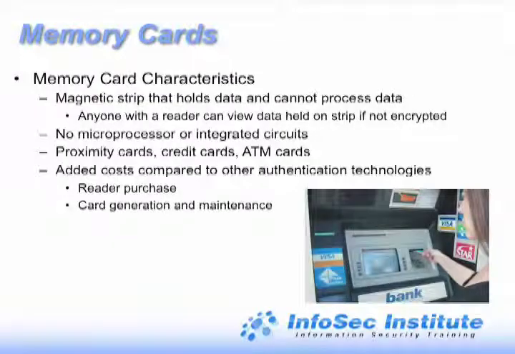Okay, memory cards. Memory card characteristics: usually a magnetic strip that holds data and cannot process data, because it just holds the data. There are usually 4 layers, so depending on the reader, depending on where the head is going to be, there are several things that you can put on this item. Anyone with a reader can view the data held on the strip if not encrypted. No microprocessor is going to be on this, because it would be a smart card if it had a microprocessor. Proximity cards, credit cards, ATM cards, a lot have these.